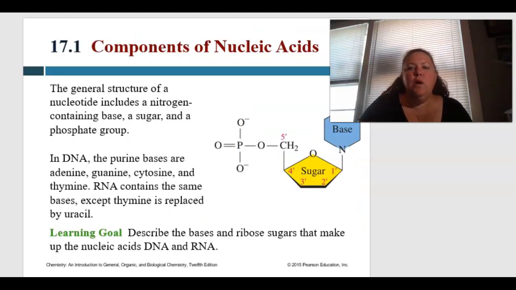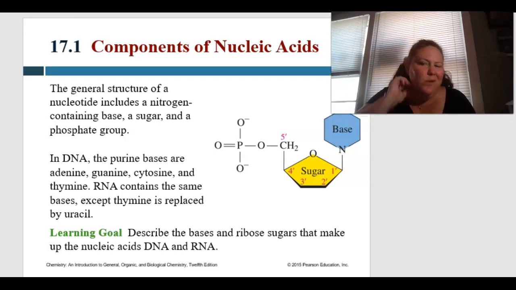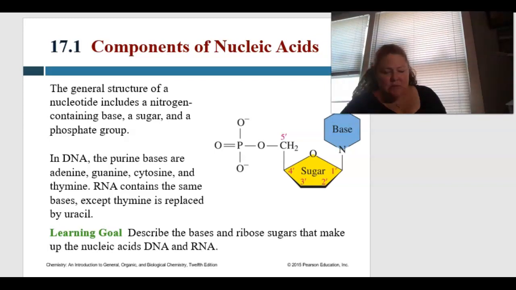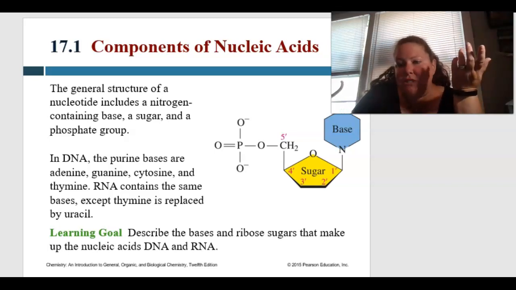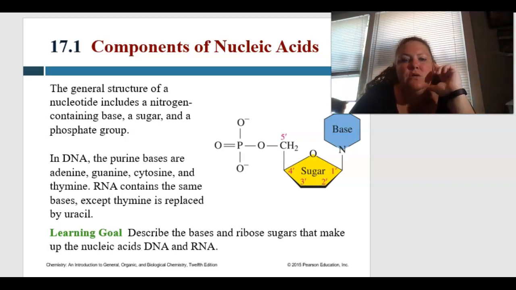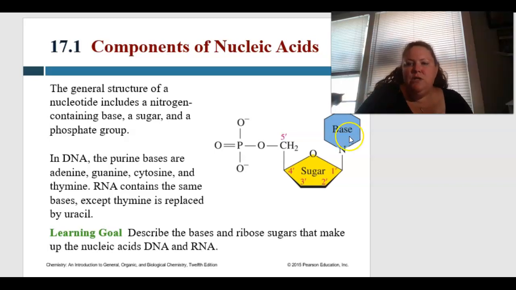So, when we talk about nucleic acid and DNA, we kind of have to understand what the basis is before we can move on and actually understand what's going on. So, the general structure of a nucleotide contains a nitrogen-containing base, a sugar, and a phosphate group. You can see the base, the sugar, and a phosphate group. And this is called the backbone.